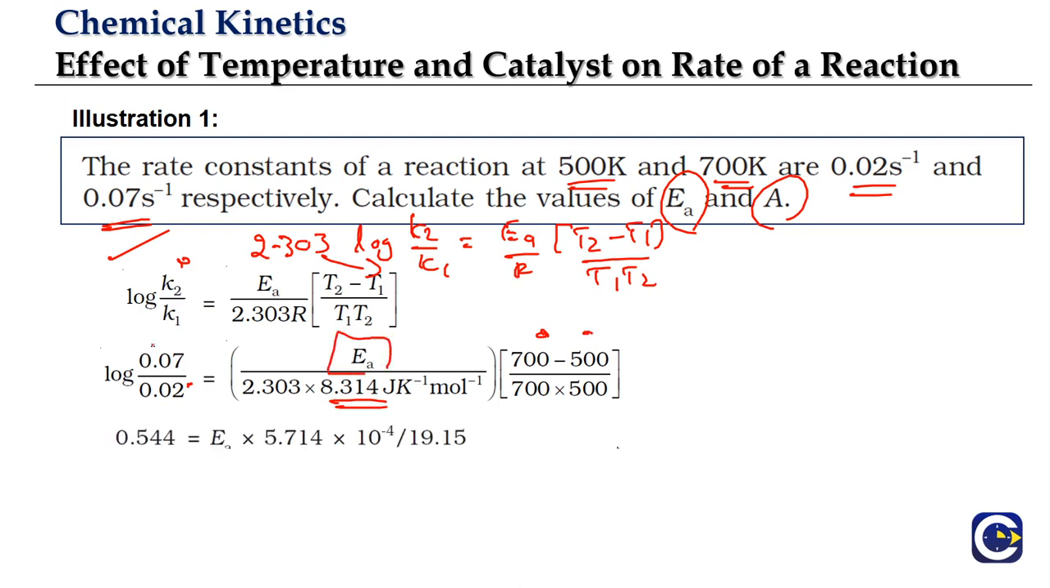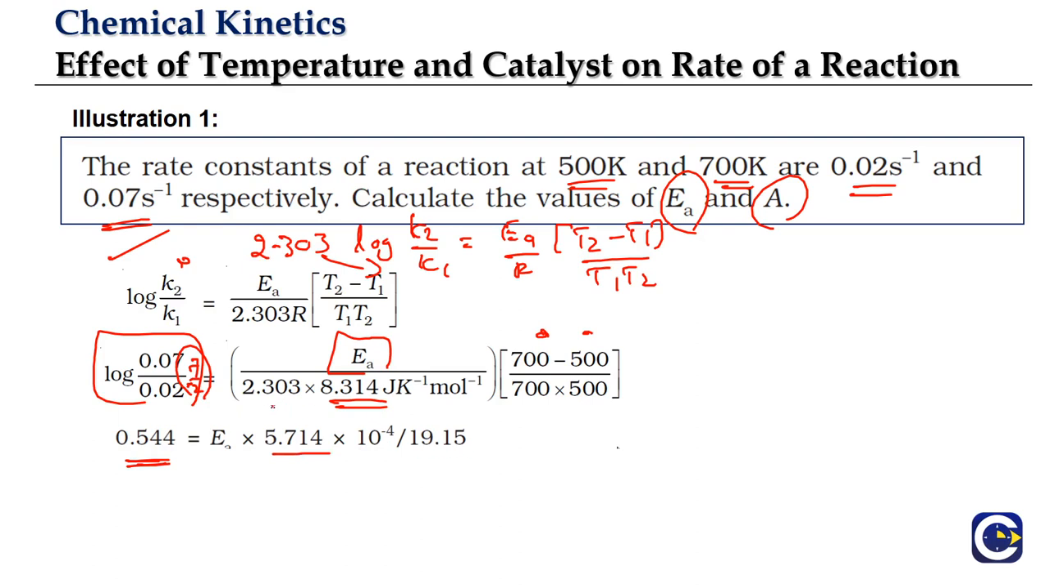So we'll simplify the logarithm. This we can do by using the log table. If you multiply both numerator and denominator by 100, this is like 7 by 2. Log of 7 by 2 is log 3.5. Log 3.5 will be 0.544, which will be equal to EA into 5.714 into 10 power minus 4 divided by 19.15.